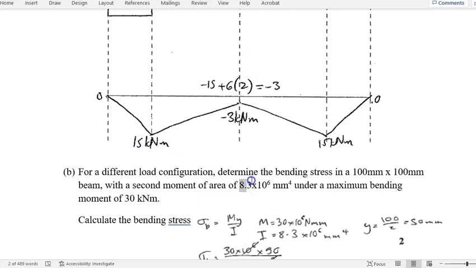The I value, or the second moment of area, also sometimes called the moment of inertia, is always given. Most situations, I'd say 9 out of 10 times in the HSC, it's given as 10 to the 6 millimeters to the power of 4. Occasionally, you'll see it as 10 to the negative 6 meters to the power of 4. You have to then do conversions, and those conversions are a bit of a pain. So I would say whatever they give you is what you use.